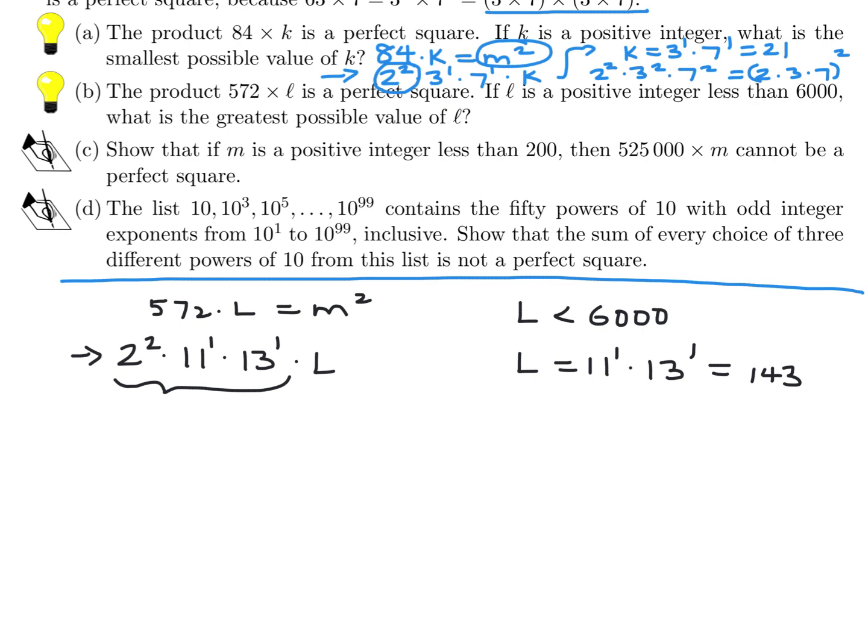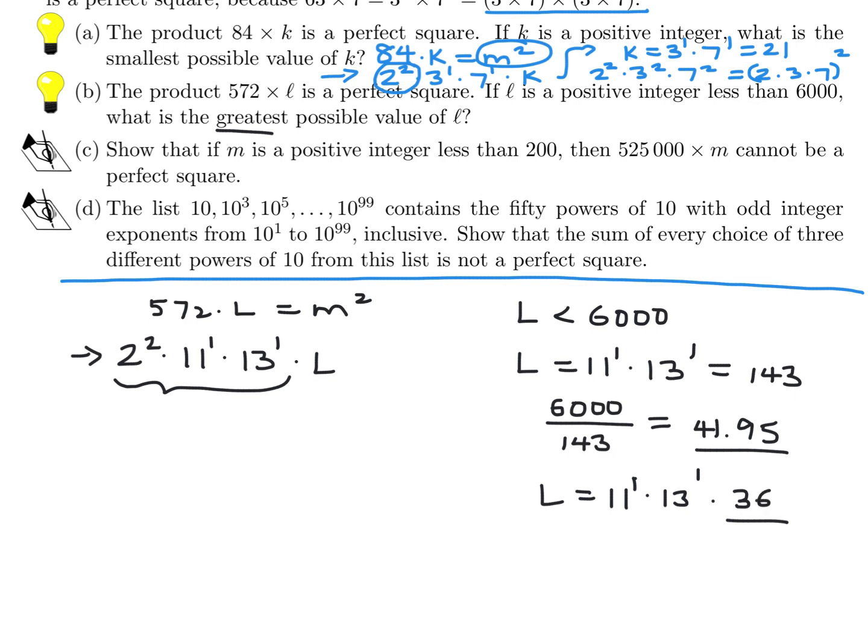But we want the greatest. Okay, so we don't want the smallest this time. They want the greatest. Okay, so let's just see what is left over when I take that 143. I get about 41.95. So L is going to have that 11 to the power of 1, 13 to the power of 1. And then it's got to have something else that is less than that. That's a perfect square. Okay, I think I got it. And the greatest perfect square less than 41 is 36, right? Yeah. Okay, I think that's it.